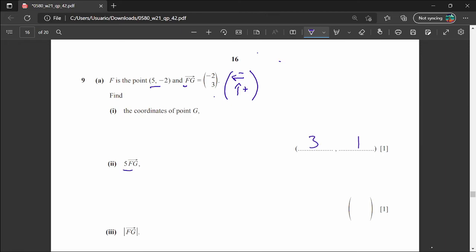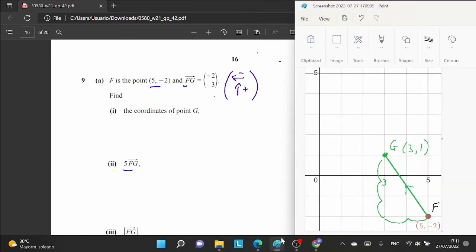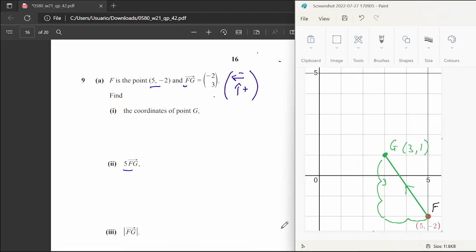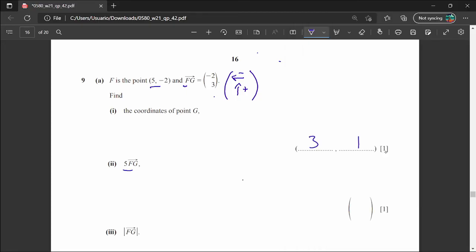Right, 5FG. It now means we take our vector and we make it 5 times longer. So this is going to be huge. This minus 2 to the side now has to go 5 times more, which will be minus 10. And this 3 going up will be 5 times more, so that will be going up 15. Working it out, though, is a lot more straightforward. All we need to do is multiply the minus 2 by 5, that's minus 10, and multiply the 3 by 5, that is 15.